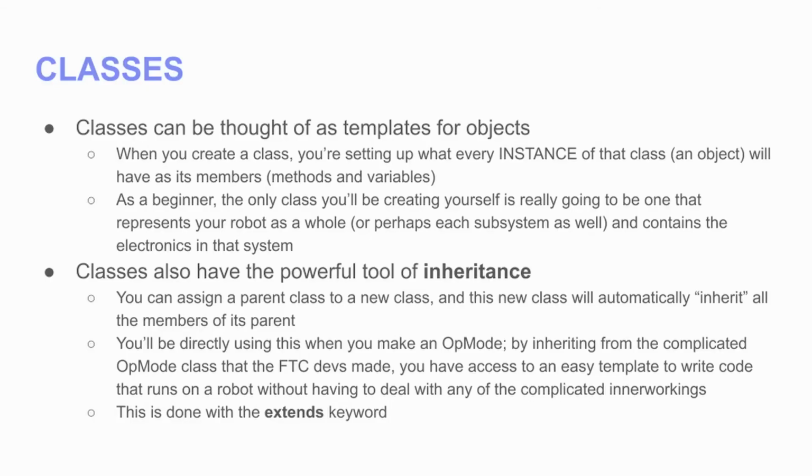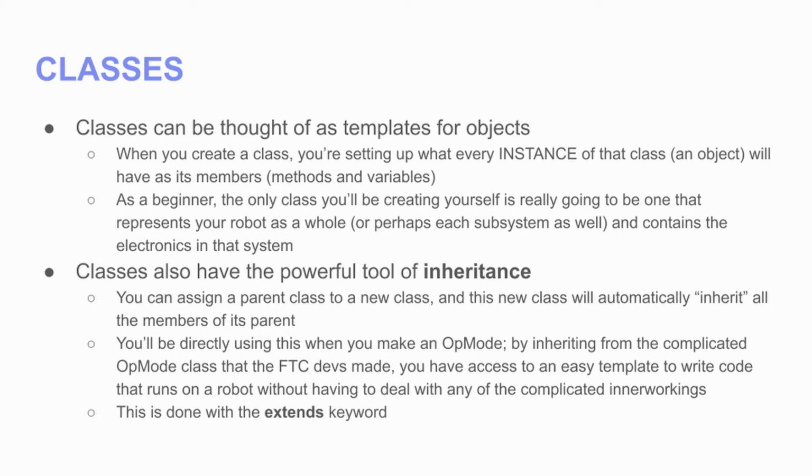It's a template. As a beginner, really the only class I'm probably going to have you create yourself is one that organizes your robot as a whole and holds all of its electronics, or perhaps a better way of doing this is to organize by subsystem. That's what I personally use. Each class will contain the electronics in that subsystem and methods to use those, to make your code make a little more sense in how things are organized. And classes also have the powerful tool of inheritance. You can assign a parent class to a new class, and this new class will automatically inherit all the members of its parent.